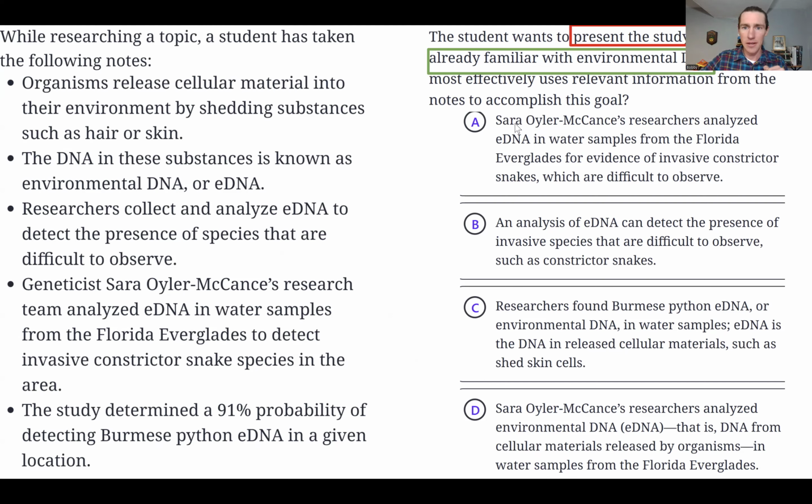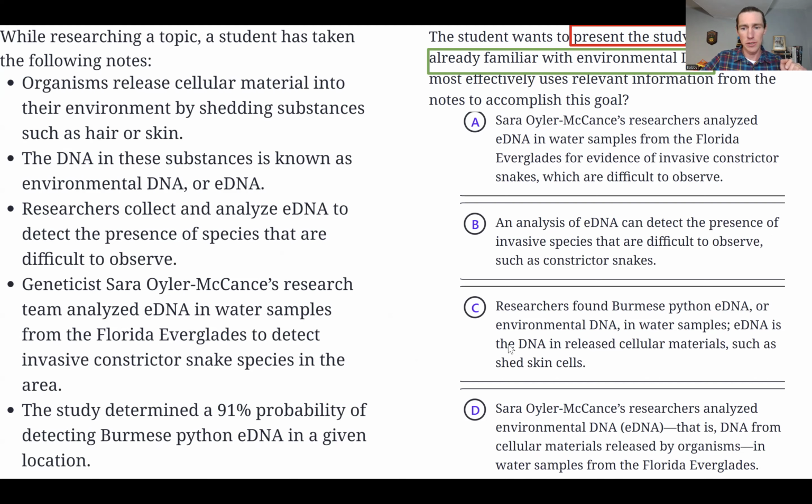Let's go to A. Sarah, this person's researchers analyzed eDNA in water samples from the Florida Everglades for evidence of invasive constrictor snakes, which are difficult to observe. I understand what the study is, and there is no definition of eDNA. That sounds pretty good. Let's go to B. An analysis of eDNA can detect the presence of invasive species that are difficult to observe. That does also avoid giving a definition of environmental DNA, but it doesn't present the study. So I would eliminate B.